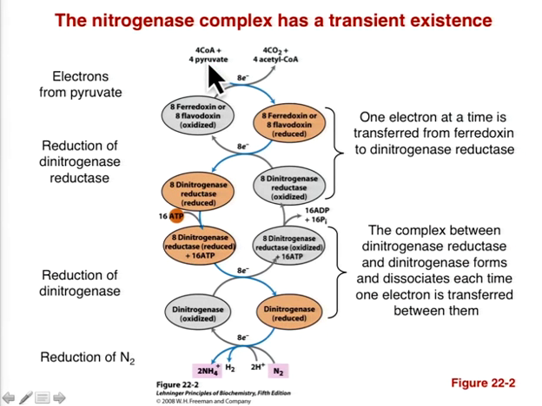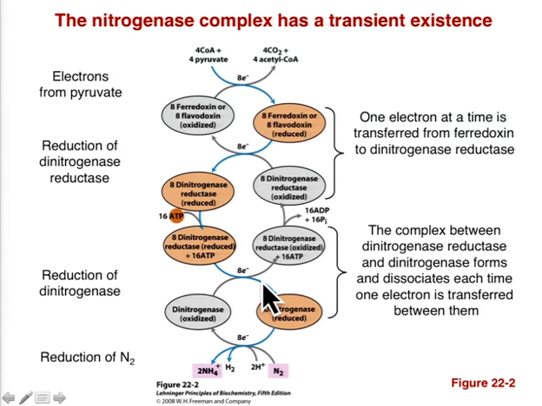And so here, we derive those electrons from metabolism. So we take pyruvate dehydrogenase, for example. We can make some NADH, which then eventually you can transfer those electrons onto ferredoxin one at a time to make the reduced form. Transfer one electron at a time from ferredoxin to the dinitrogenase reductase, which, when ATP is hydrolyzed, allows you to transfer electrons from this enzyme to this enzyme, the dinitrogenase.